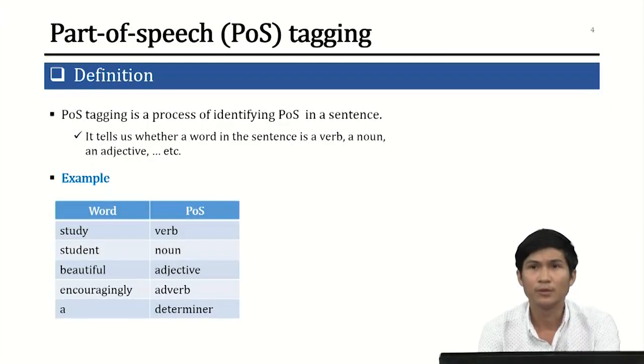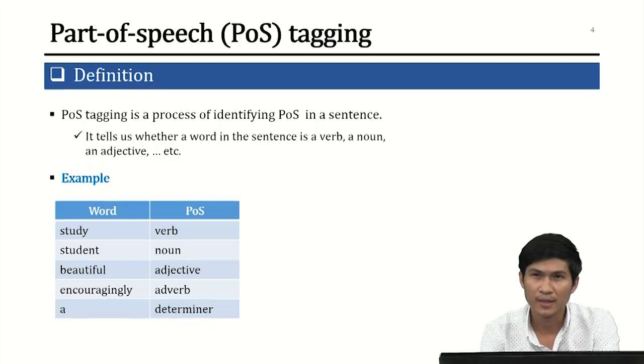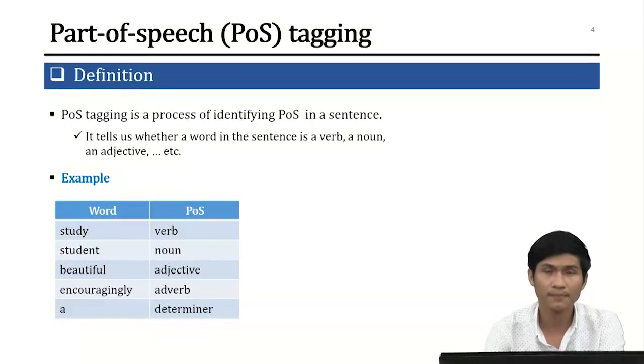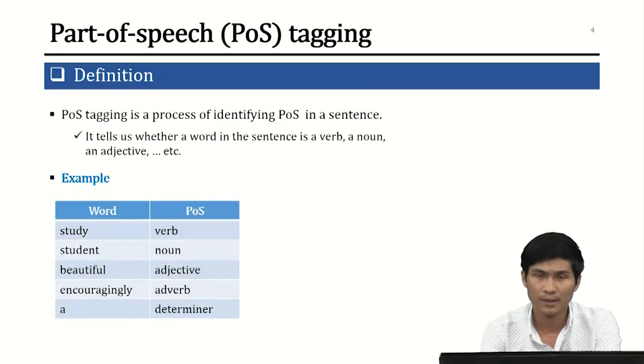So now we come to part-of-speech tagging. What is part-of-speech tagging? Or in short, we call it POS tagging. It is a process of identifying the part of speech in a sentence. It allows us to know whether a word appearing in the sentence is a verb, noun, adjective, or some other part-of-speech information. For example, we have this table. We have the word study, which is functioning as a verb, whereas the word student is functioning as a noun.